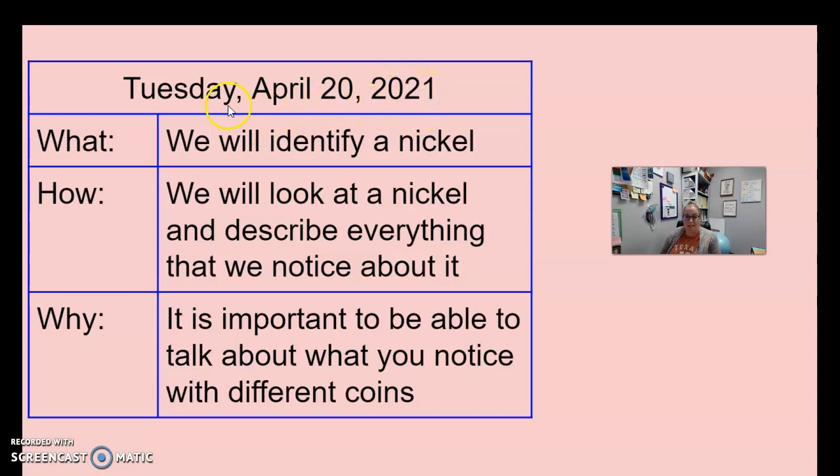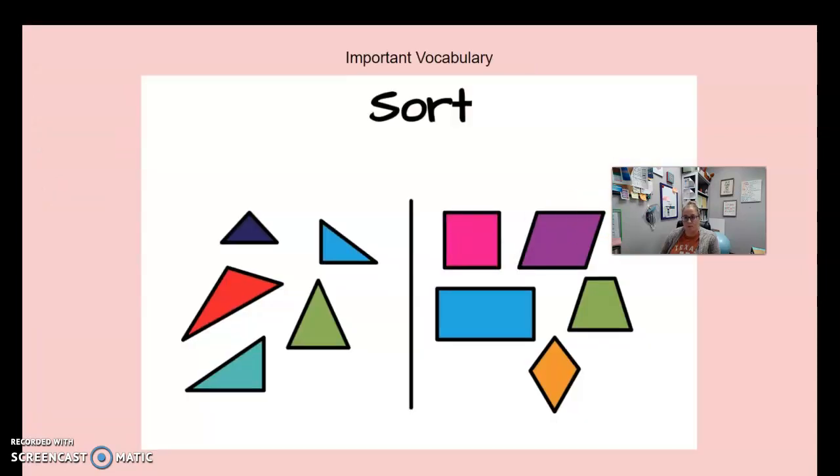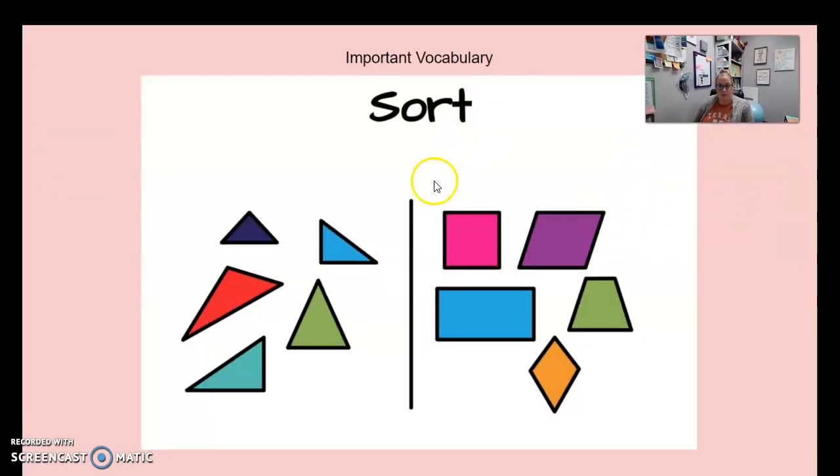Today we are going to continue to work with money and we're going to talk all about a nickel. So today we will identify a nickel. We will look at a nickel and describe everything that we notice about it. And why are we going to do this? Well, it's important to be able to talk about what you notice about different coins. So let's get started. For our first vocabulary word, it's one we've seen before.